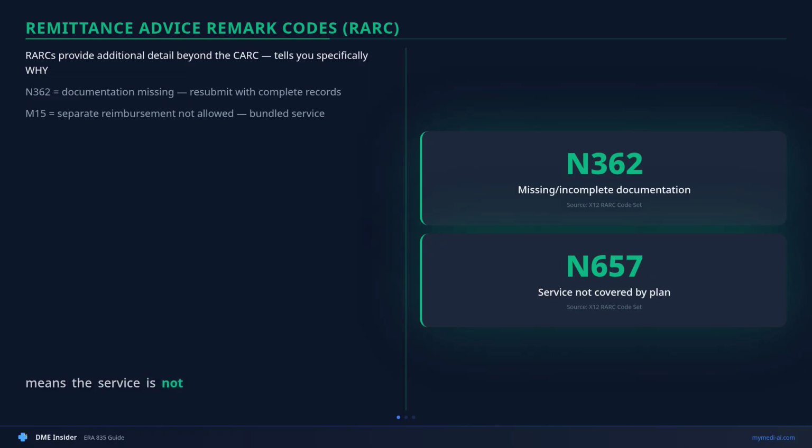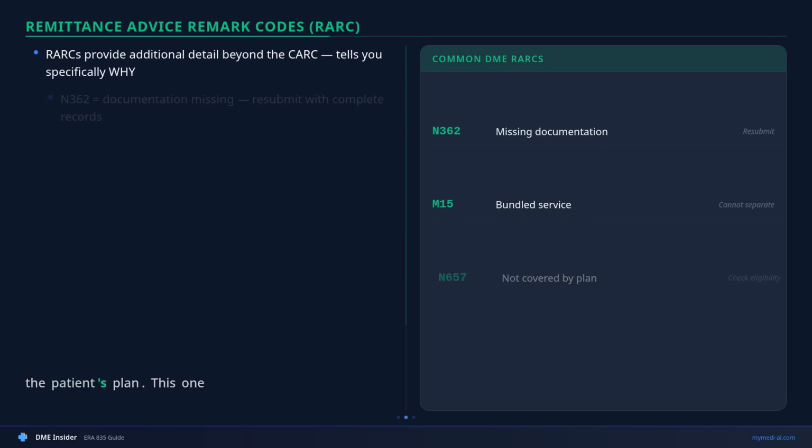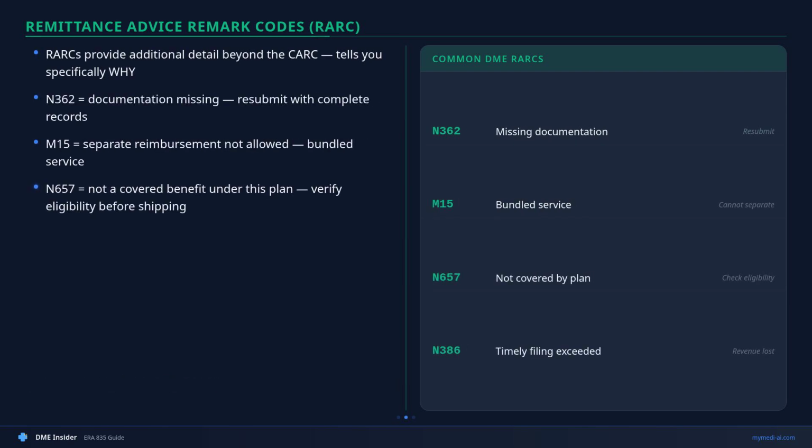N657 means the service is not a covered benefit under the patient's plan. This one hurts because it usually means you should have verified eligibility before shipping the equipment. If the patient's plan doesn't cover the item, you're either eating the cost or dealing with a patient balance collection. The key insight with RARCs is that they tell you exactly what went wrong. If you're tracking RARC patterns by payer, you can identify systematic issues, like a specific payer that consistently requires additional documentation for a particular code range. That pattern recognition turns reactive rework into proactive prevention.